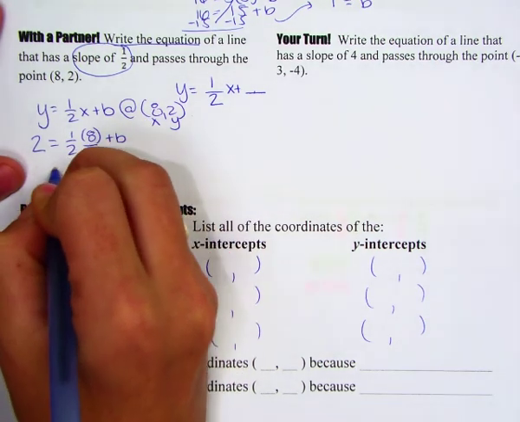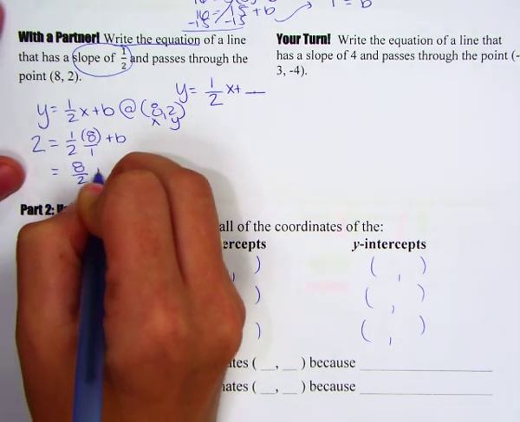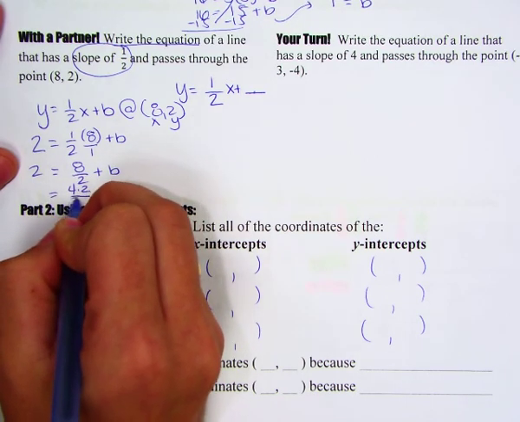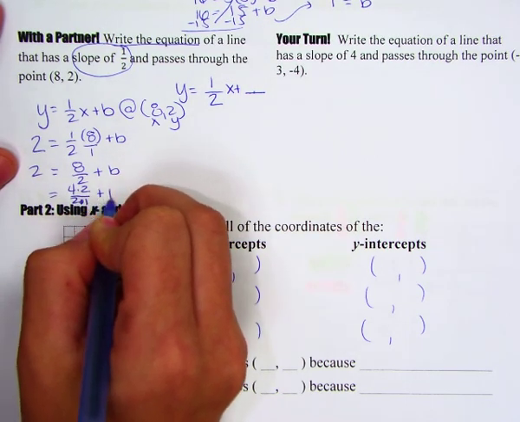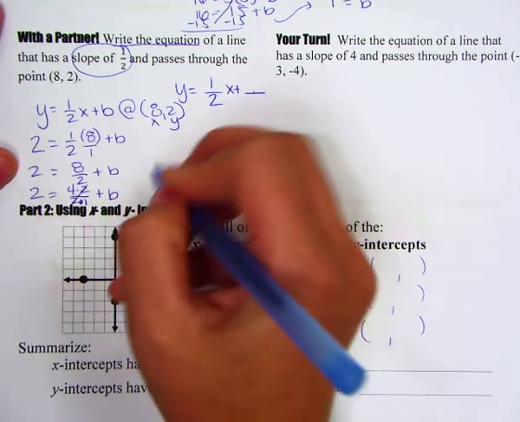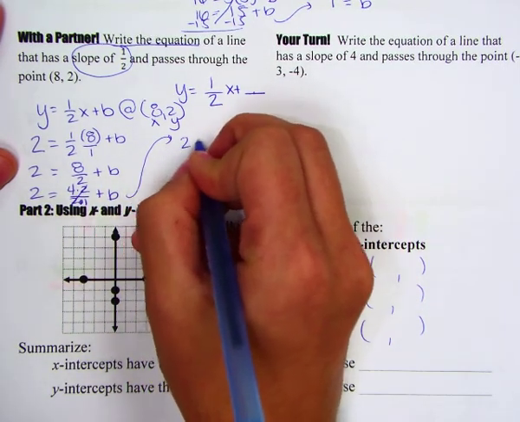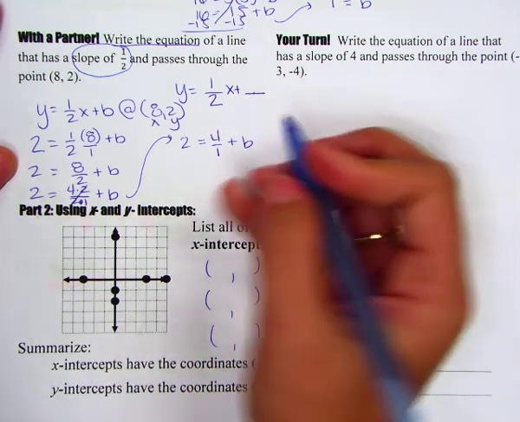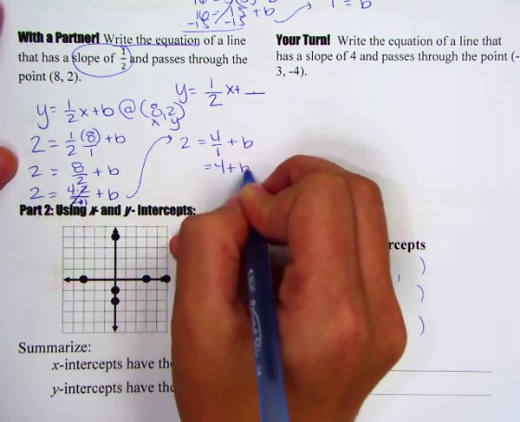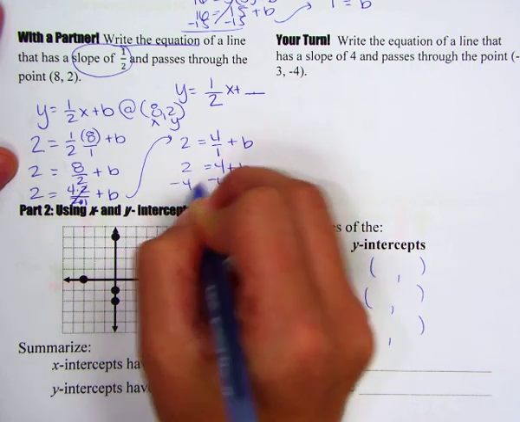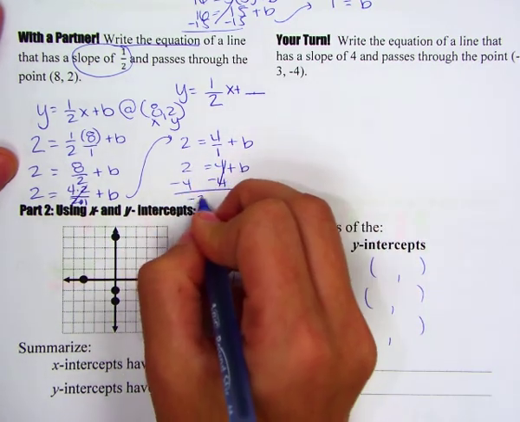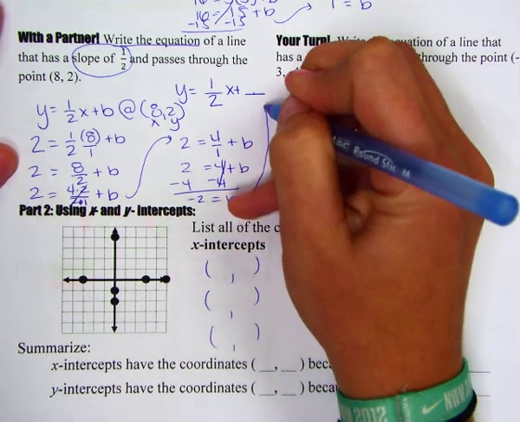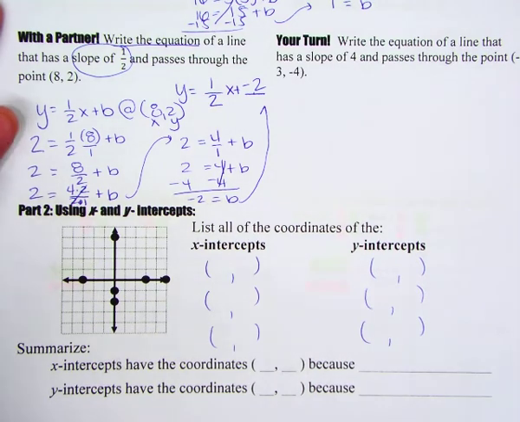Put 8 over 1. This is 8 divided by 2. 8 is 4 times 2. Cancel out the 2's. We have 2 equals 4 over 1 plus b. 4 over 1 is just 4. So I'll subtract 4 on both sides. -2 equals b. This is my y-intercept. So it goes in at the end.